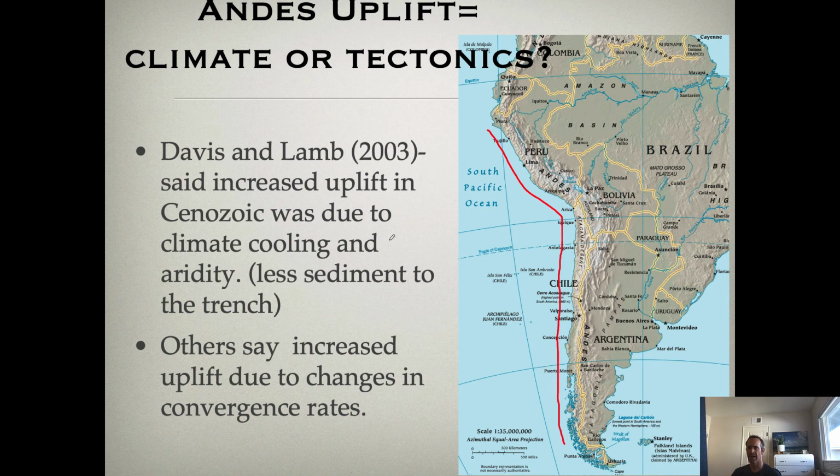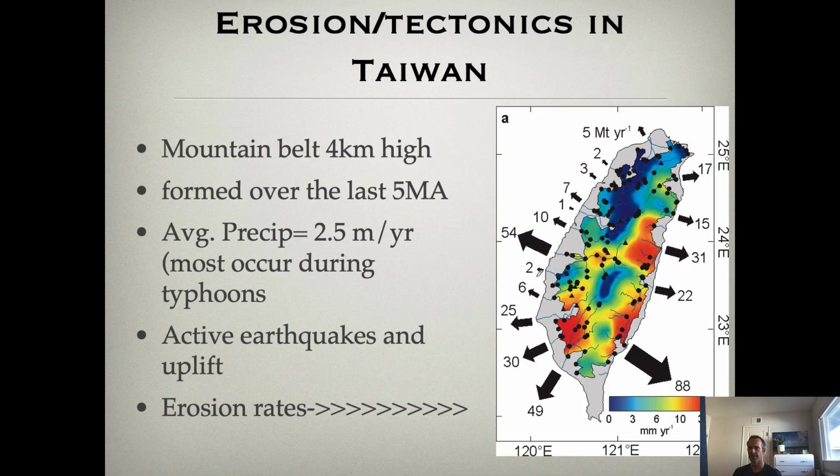So this would be a climatic cause, whereas other studies have said that the uplift is probably due to a change in the rate of convergence between the Nazca Plate being subducted underneath the South American plate. So again, same type of problem. We know for a fact that changes in climate affect topography and affect the growth of mountain ranges, but figuring out whether tectonics or climate is responsible for each individual mountain range is not easy to do.